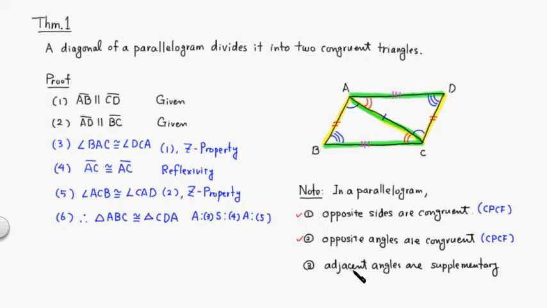The last one, adjacent angles are supplementary. So we're talking about the angle here and the angle here, right? But this is actually coming from the C property, and you can probably see the C property by looking at it like this. Alright, so by C property, these angles are supplementary. So we have that. And the justification is just the C property.